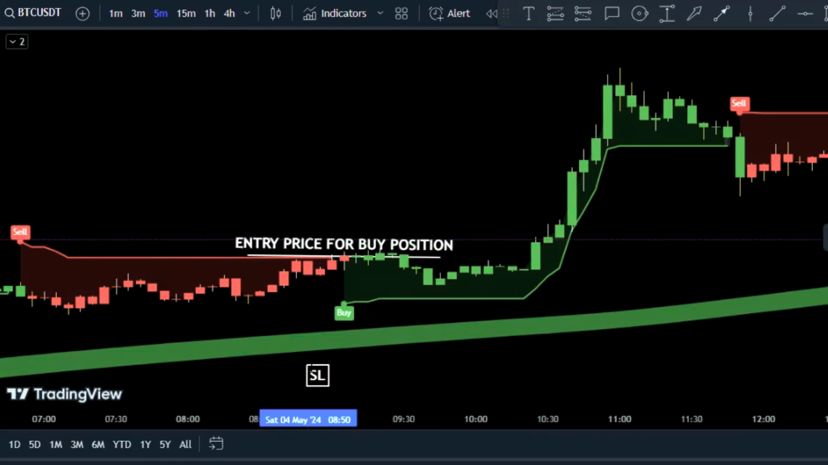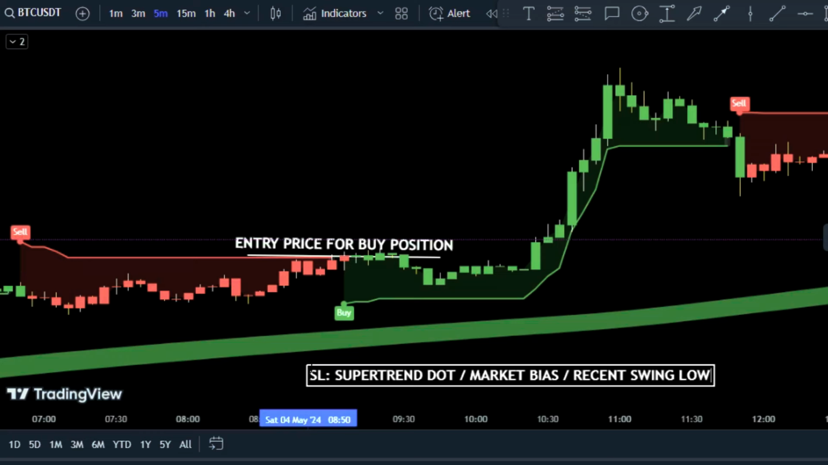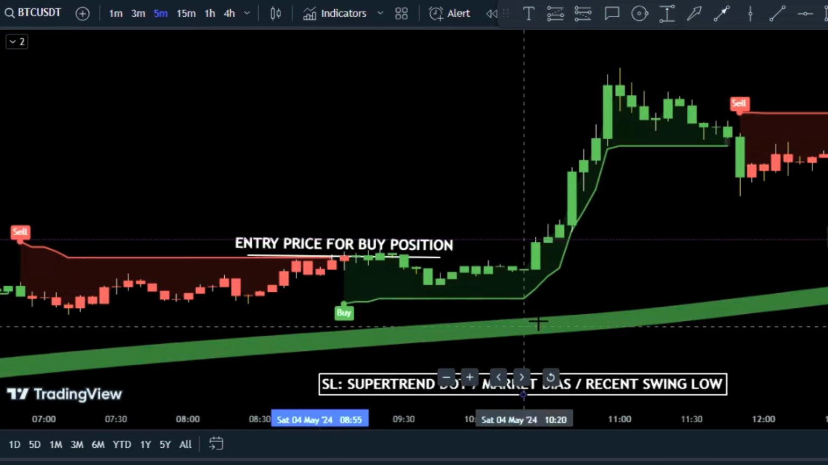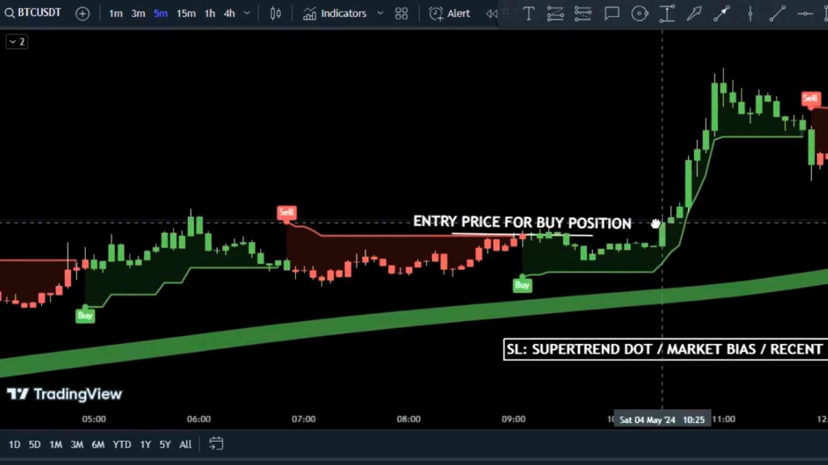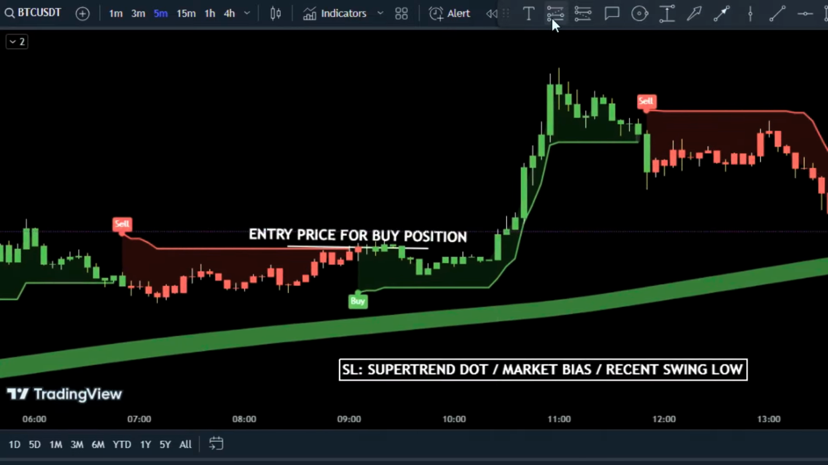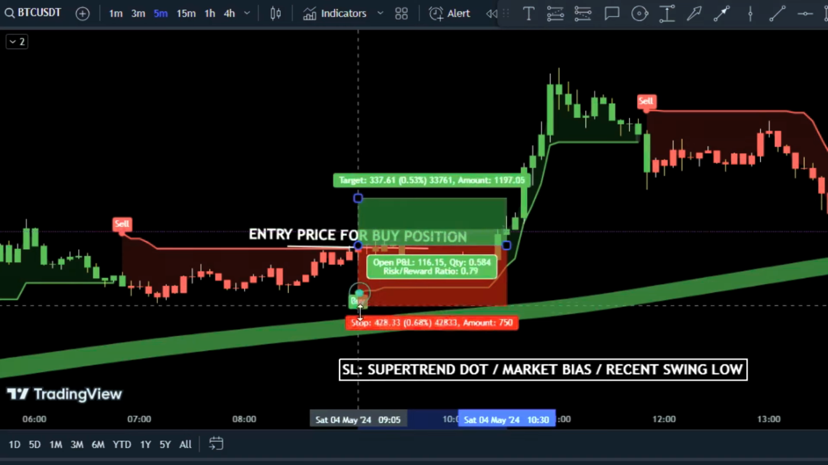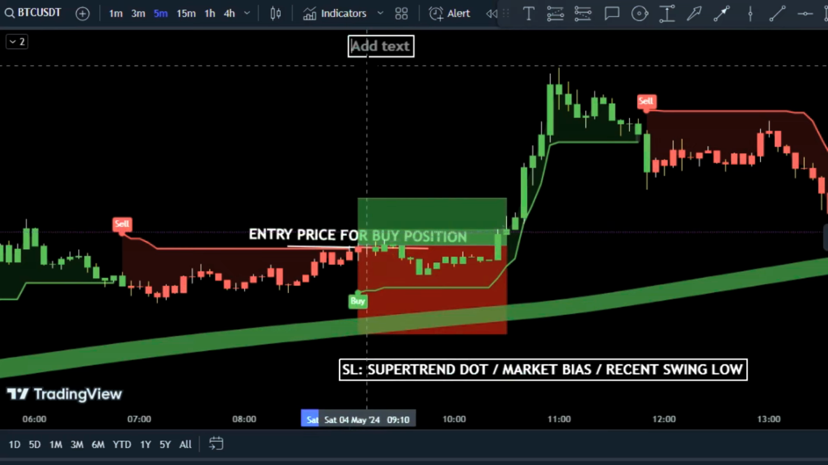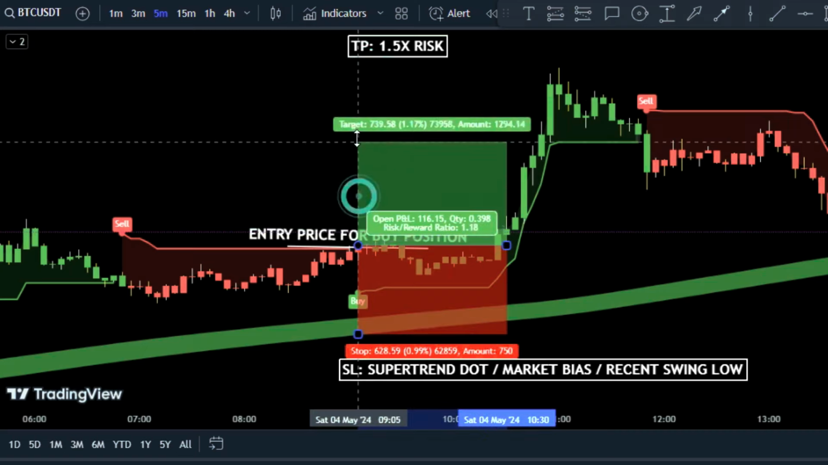After entering the trade, it's crucial to manage your risk by setting a stop loss. Place your stop loss below the recent swing low, the market bias line, or the super trend dot, depending on the market conditions at the time. Finally, set your profit target at 1.5 times the distance between the entry price and the stop loss level.